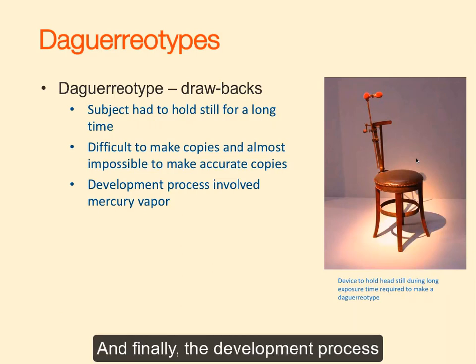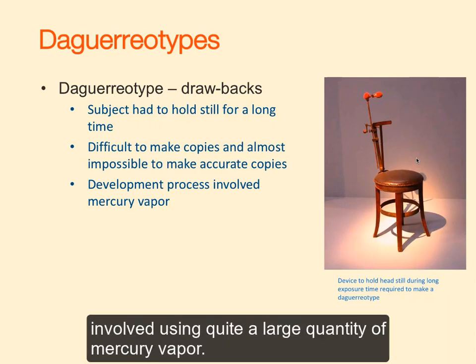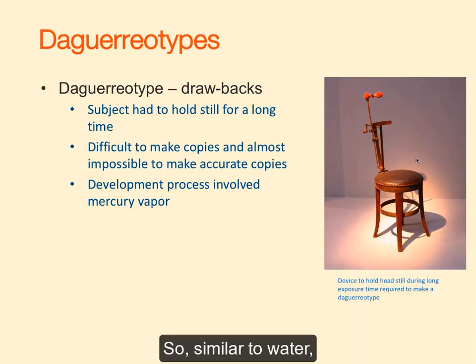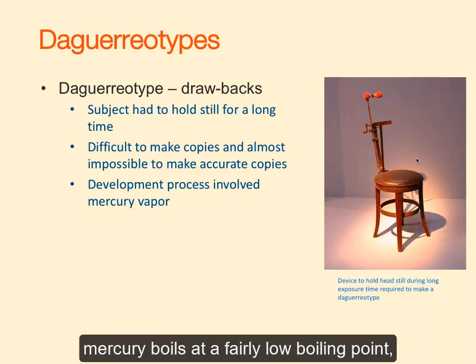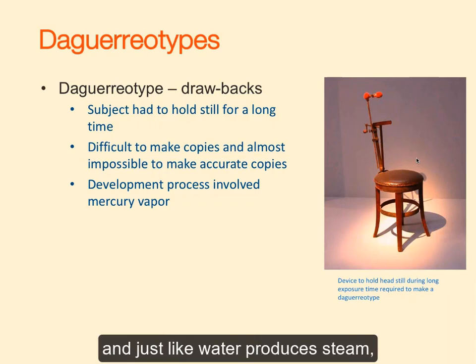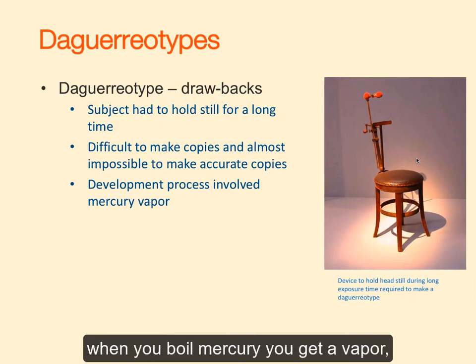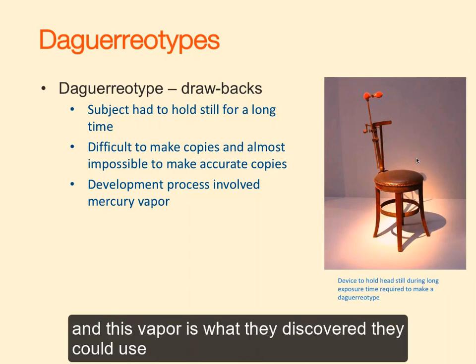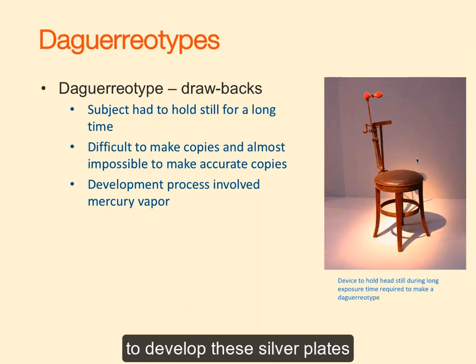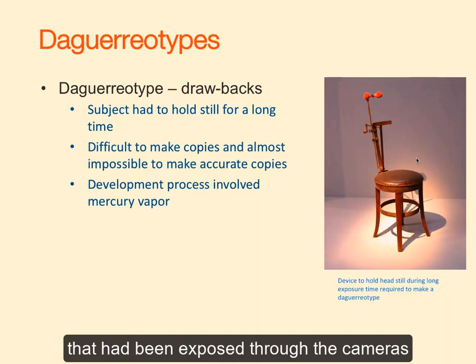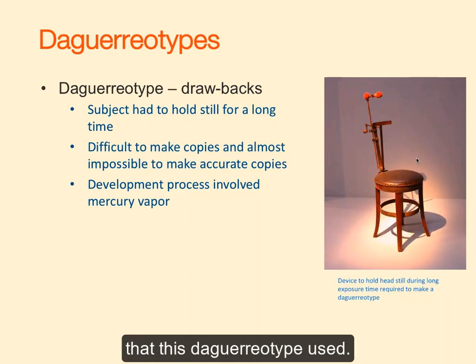And finally, the development process involved using quite a large quantity of mercury vapor. So similar to water, mercury boils at a fairly low boiling point, and just like water produces steam, when you boil mercury, you get a vapor. And this vapor is what they discovered they could use to develop these silver plates that had been exposed through the cameras that this daguerreotype used.